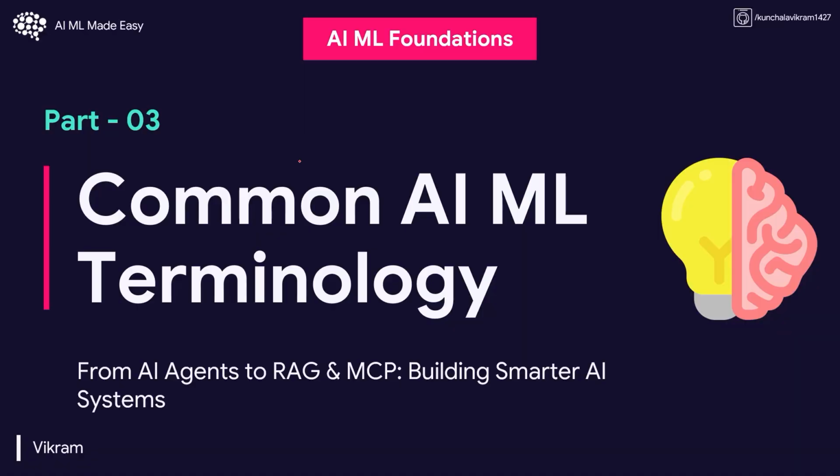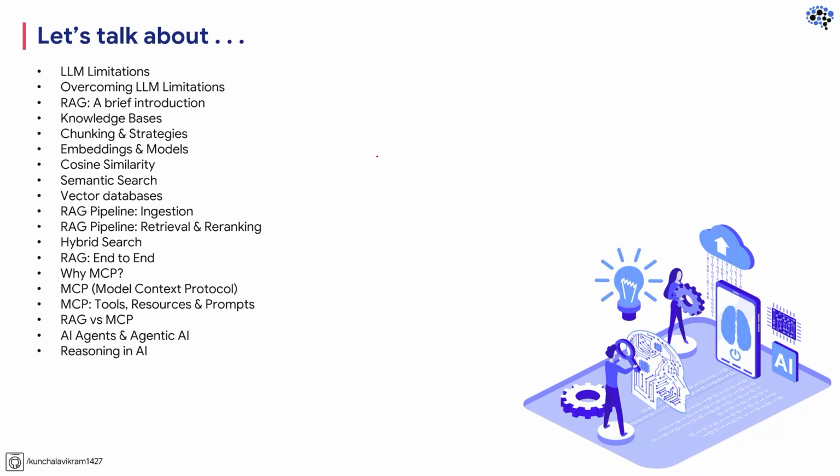This is part 3 of our common AIML terminology series that we started. In the previous video, we talked about tokens, embeddings, inference, and how transformers and self-attention works. We also understood hyperparameters, overfitting, guardrails, and all those things. In this video, we'll understand the current LLM limitations and how do we overcome them.